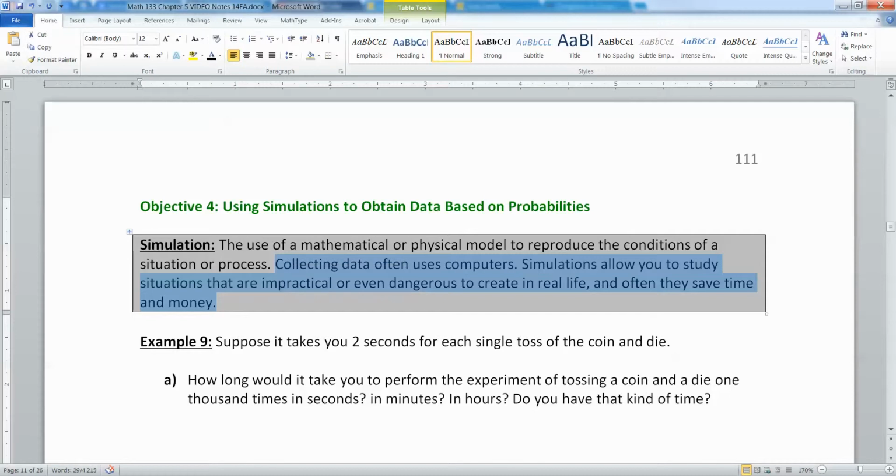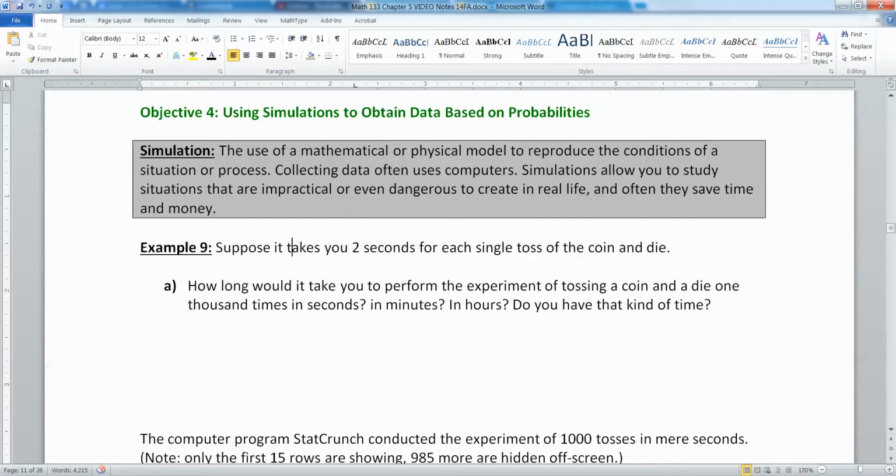If you simulate what's going on, that allows you to study situations that are impractical or dangerous to study in real life, and it saves time and money. For example, I've seen this happen with running simulations for traffic patterns. They want to see what an accident will do to the traffic flow. So you say, if we have this accident, what are the chances of something happening over here, et cetera. It would be dangerous to do that in real life, but you could do it with a computer simulation.